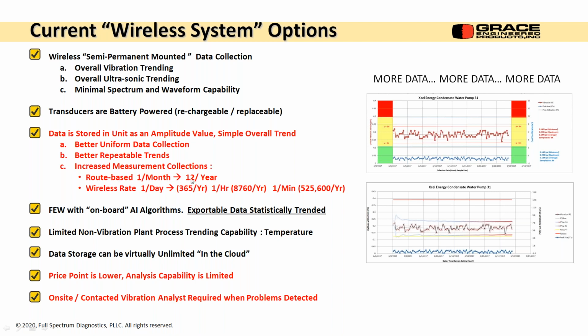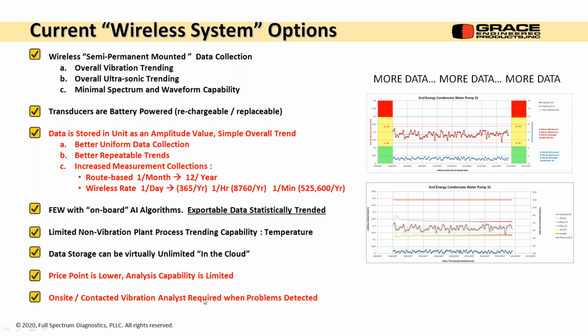If I'm route-based, it's 12 measurements a year. If I'm wireless on a permanently mounted transducer, if I do 1 per day, I'm getting 365 measurements in a year. 1 per hour, almost 8,800 measurements. I get about 500,000 measurements if I do one every minute. So we know this is crazy, but how crazy is it? When I look at this, I'll get to that in a minute.